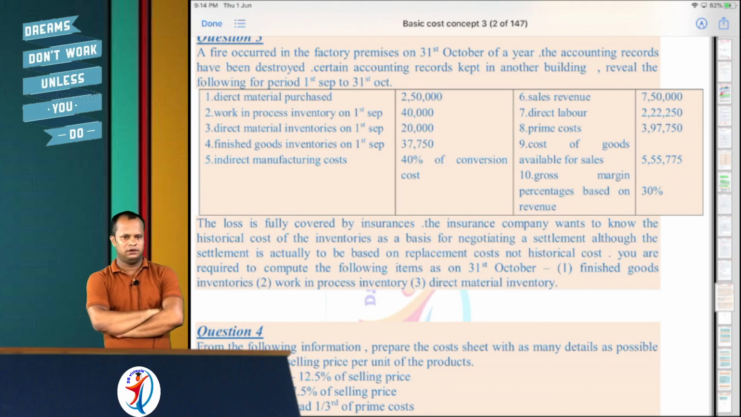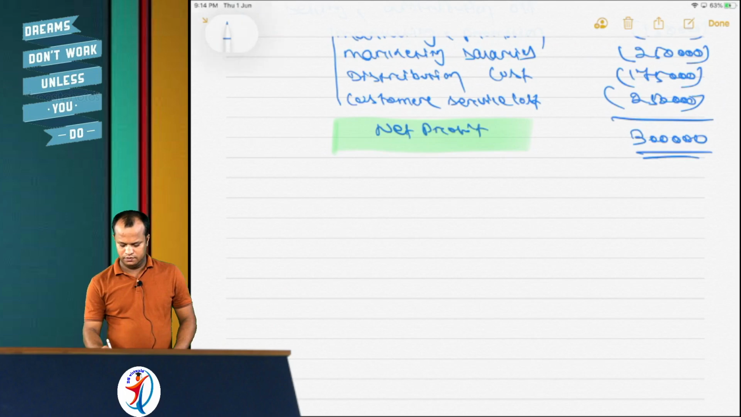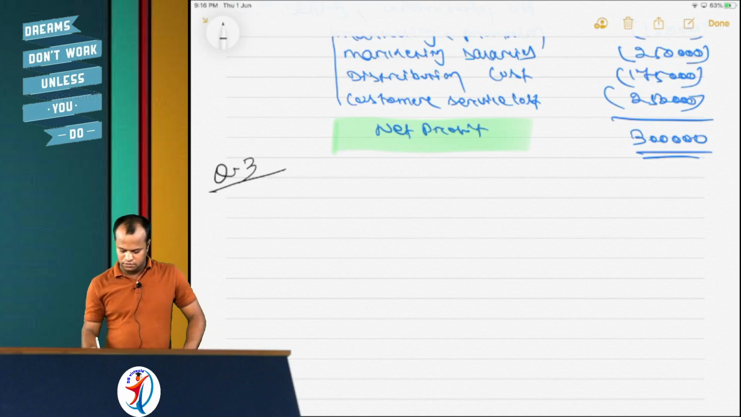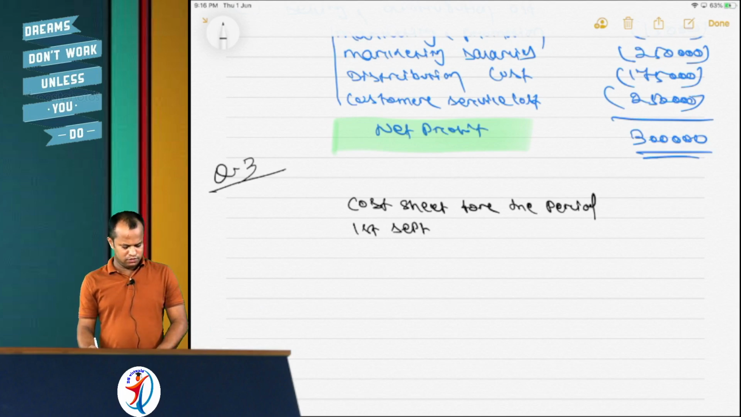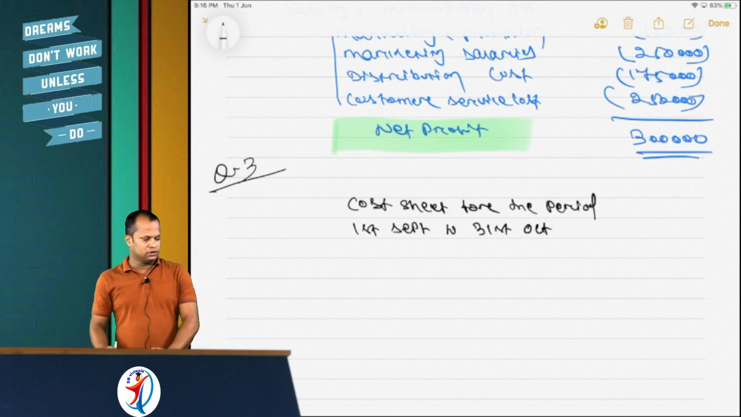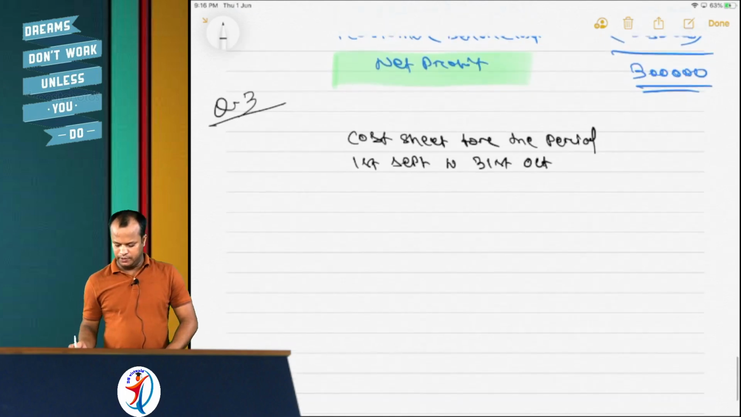So first of all, write the format of a cost sheet and put the amounts which are available in this question. So we will give the format of a cost sheet. Cost sheet for the period 1st September to 31st October.